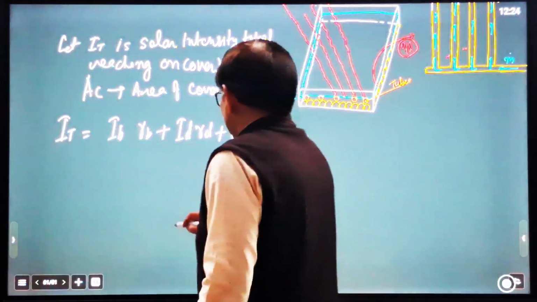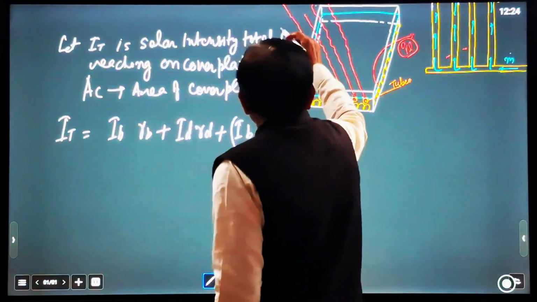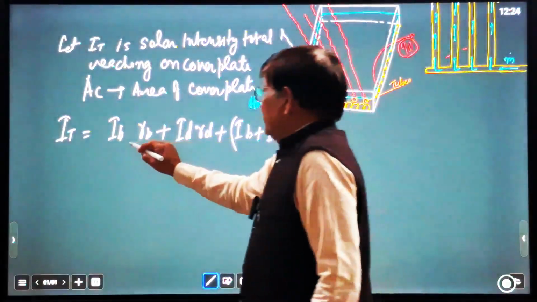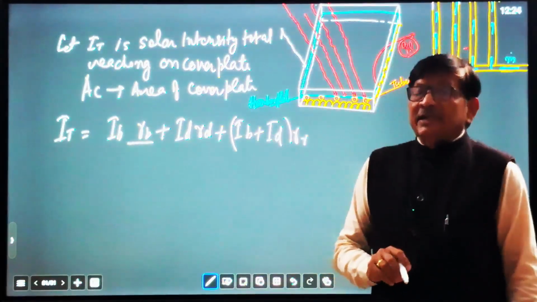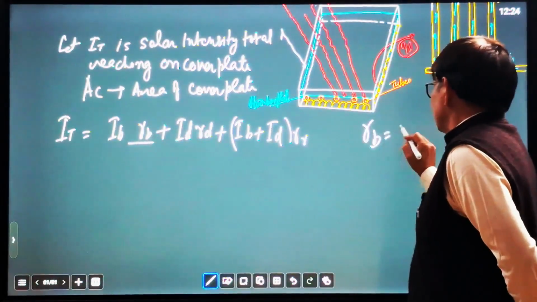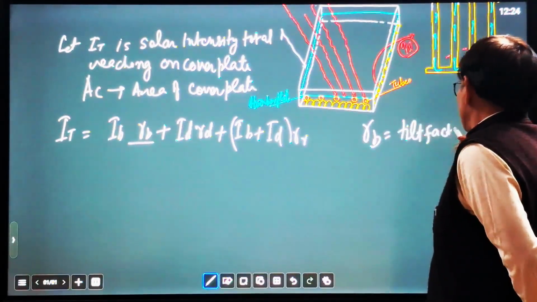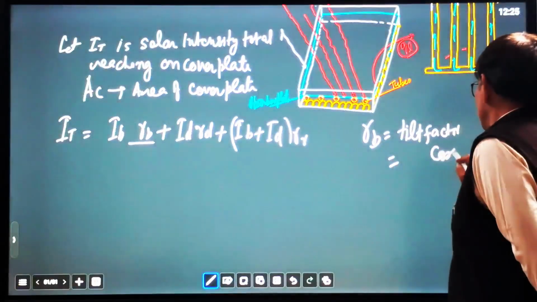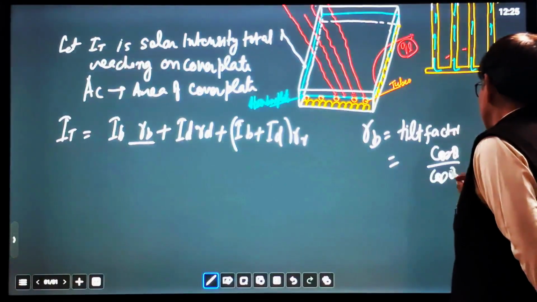Means how much radiation is reaching this cover plate, that is the top plate. So IB means direct beam radiation, and RB is the tilt factor for beam radiation, that is equal to cos theta upon cos theta z.